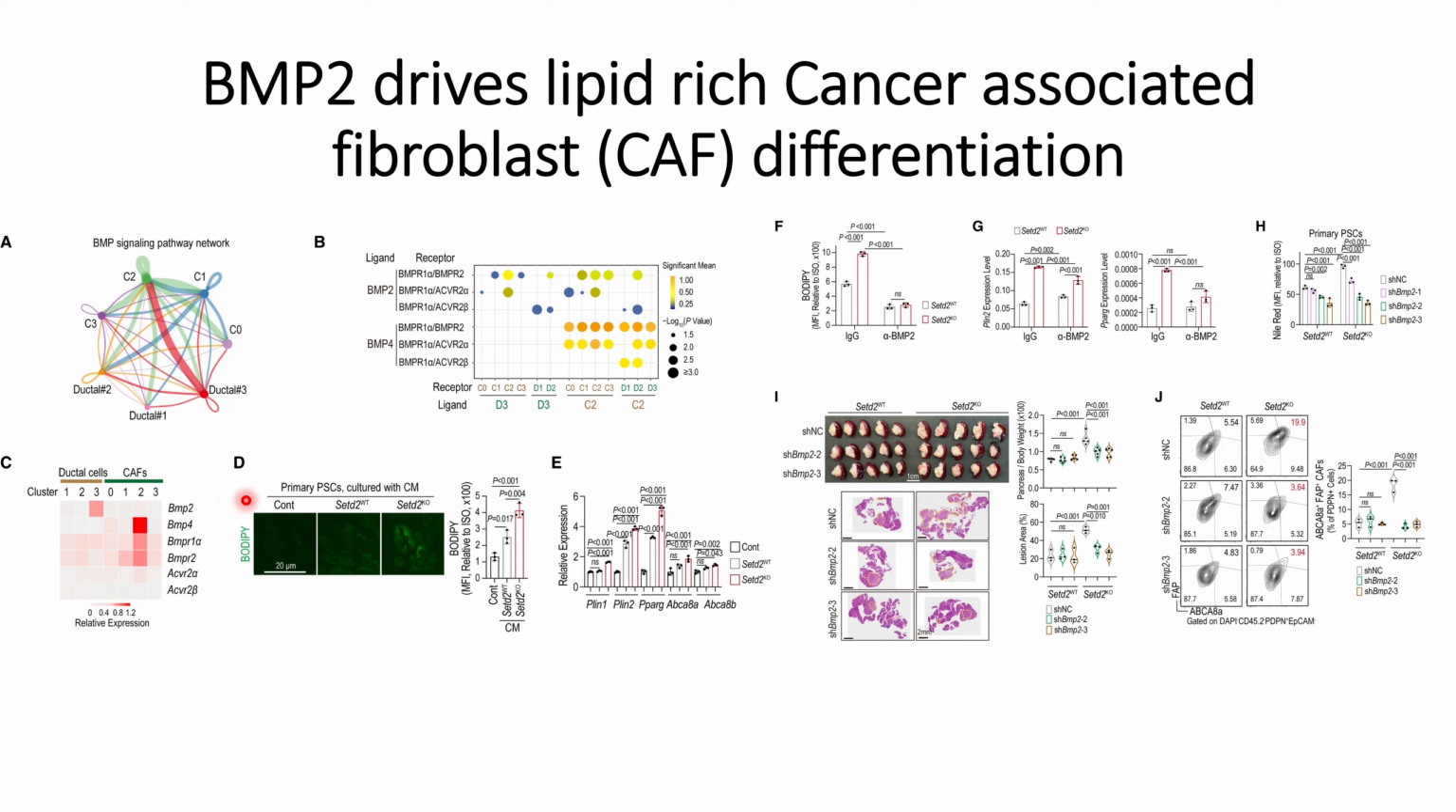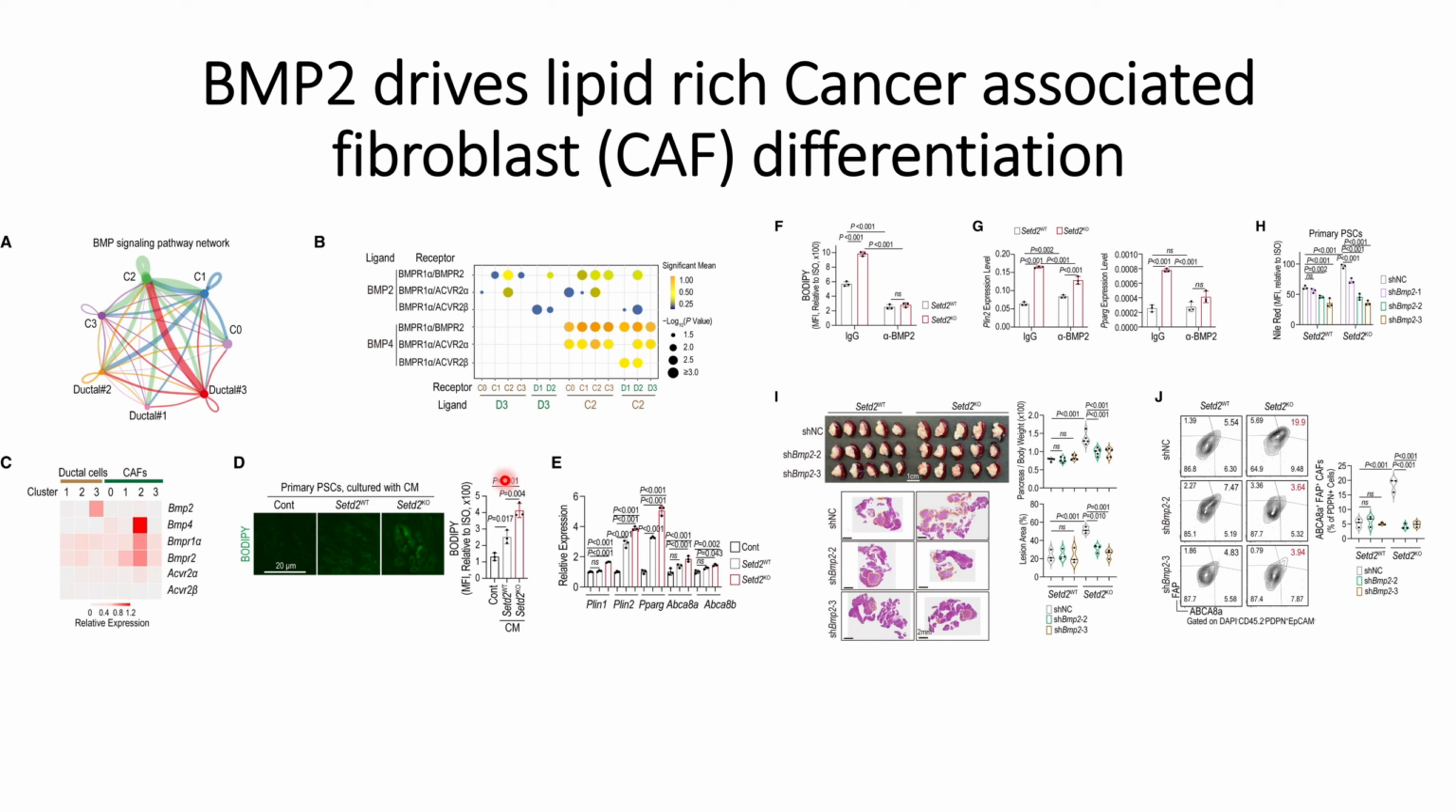And in order to further validate this point, what they did is that they used the conditioned medium from the control, that is the normal pancreatic cells, from the SETD2 wild-type pancreatic cells and from the SETD2 knockdown pancreatic cells, and then they used those conditioned media to culture pancreatic stellate cells. And what they found out is that in the case where SETD2 knockdown culture medium is used, they see more lipid-rich environment formation compared to the wild-type and control.